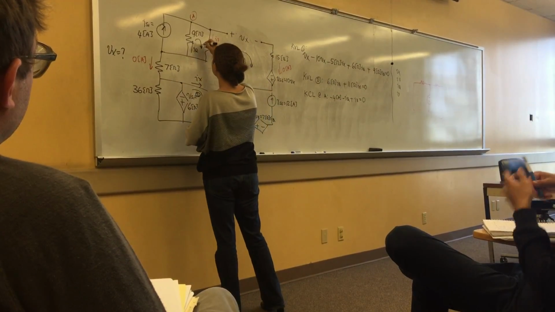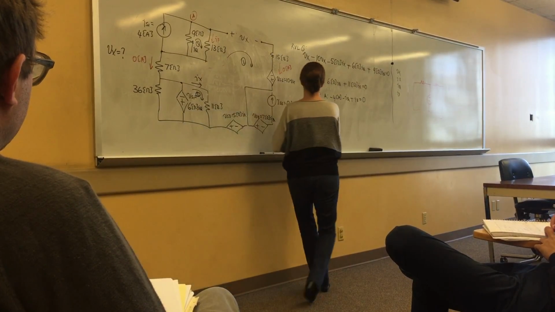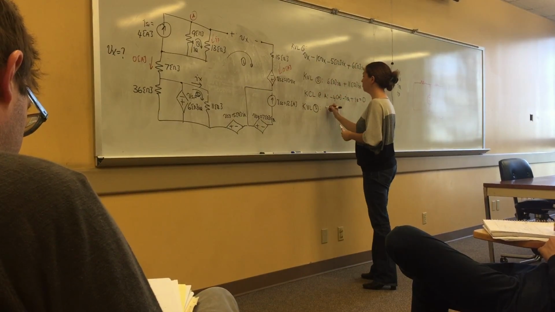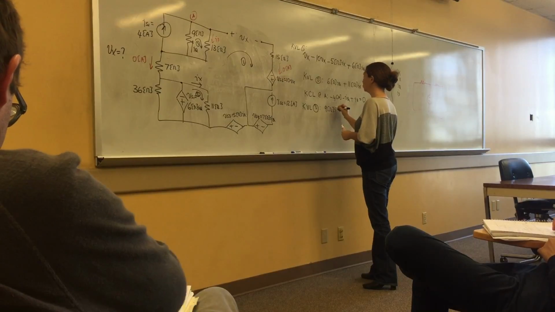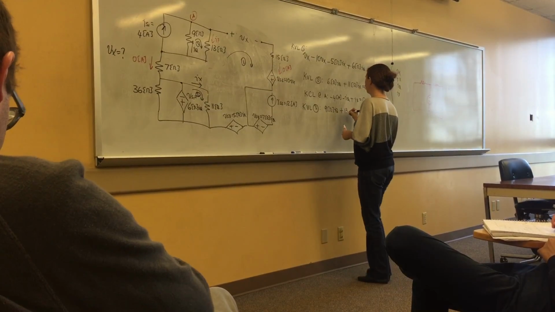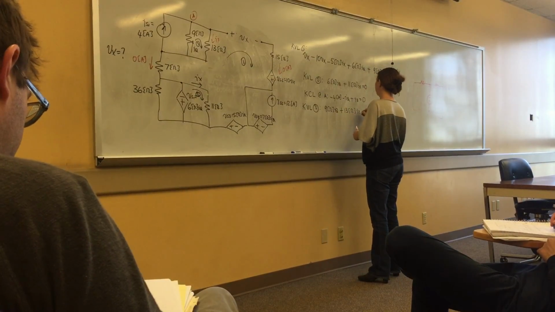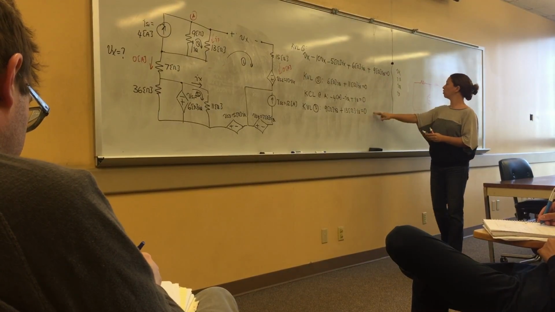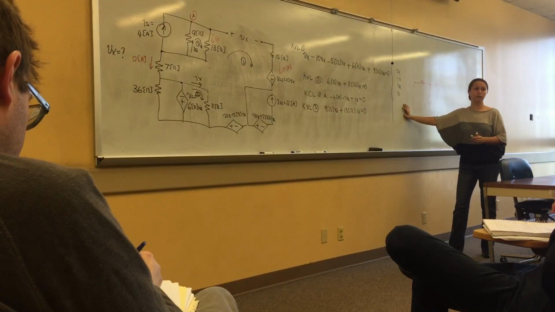So if you do this KVL3, so I have 9 ohm times IQ plus 13 ohm I3 equals 0, and I'm done. 1, 2, 3, 4 equations for 4 unknowns.